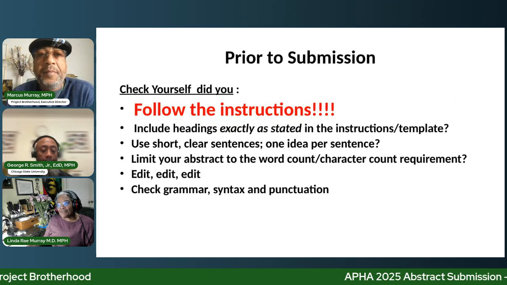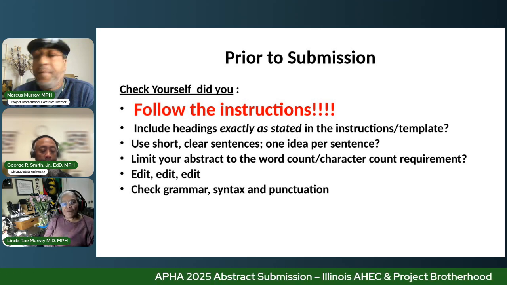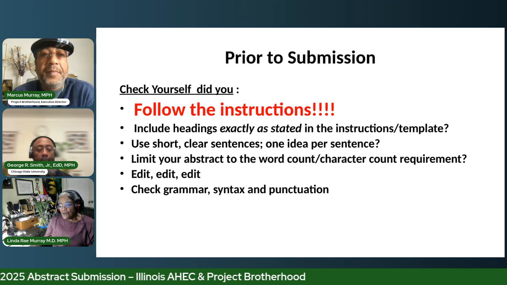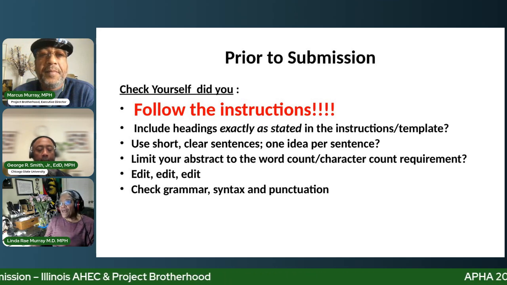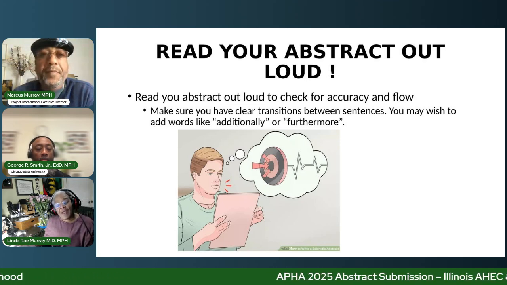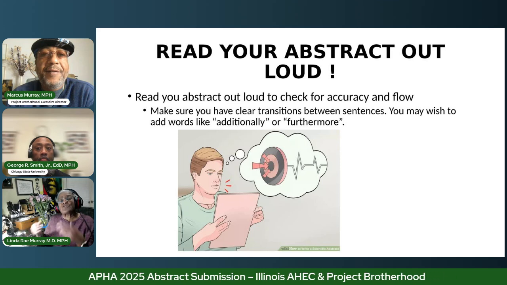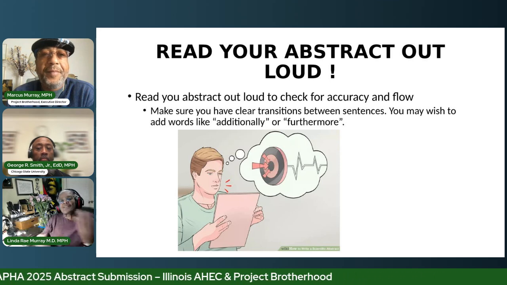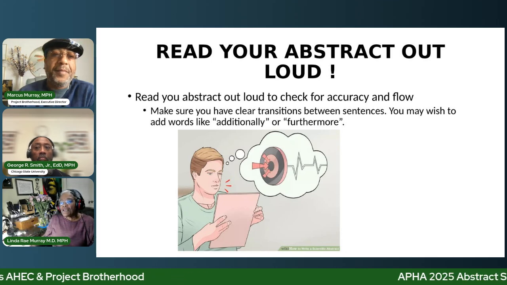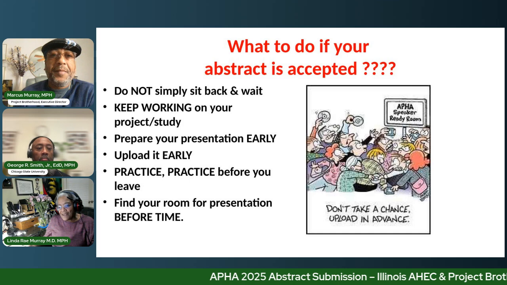Follow the instructions. Use the headings exactly as they say. Even if you don't have Grammarly, there's still grammar check and spell check on Word or whatever else you can use. So pay attention to that and do that. Next slide. And then this is critical at every point. Read your abstract aloud. If you can, read it to somebody else, because as you read aloud, even you'll catch mistakes or catch things that don't make sense and things you could cut out. Next slide.